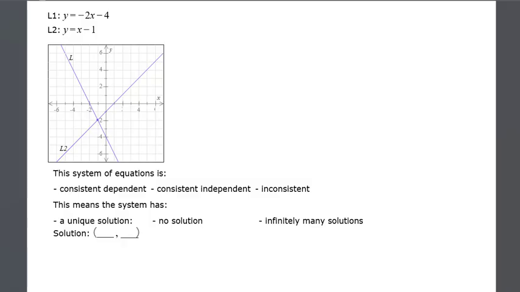In this case, these lines intersect at a single point. So that means that our system has a single solution, which makes it consistent, independent. It has a unique solution, and that unique solution is the coordinates of that point, which would be -1, -2, because we went to the left one and down 2.